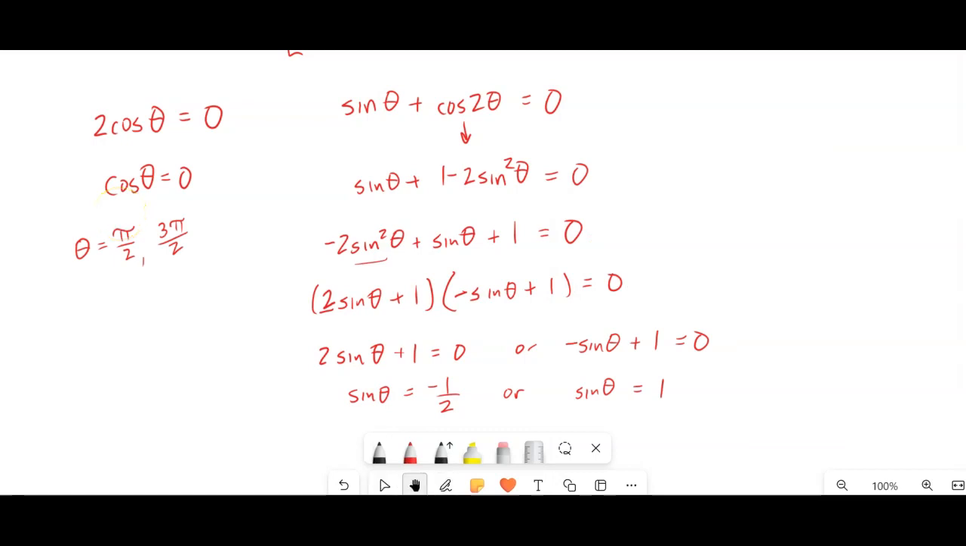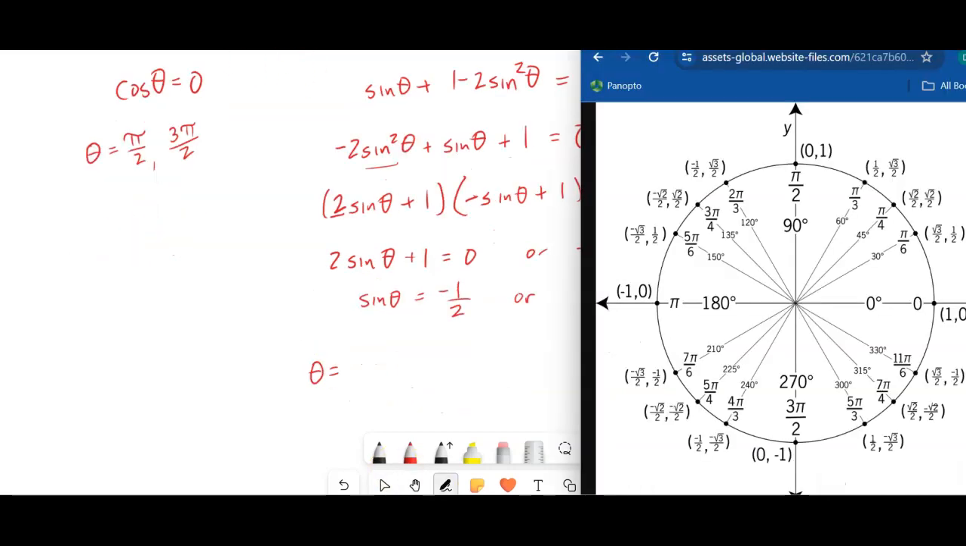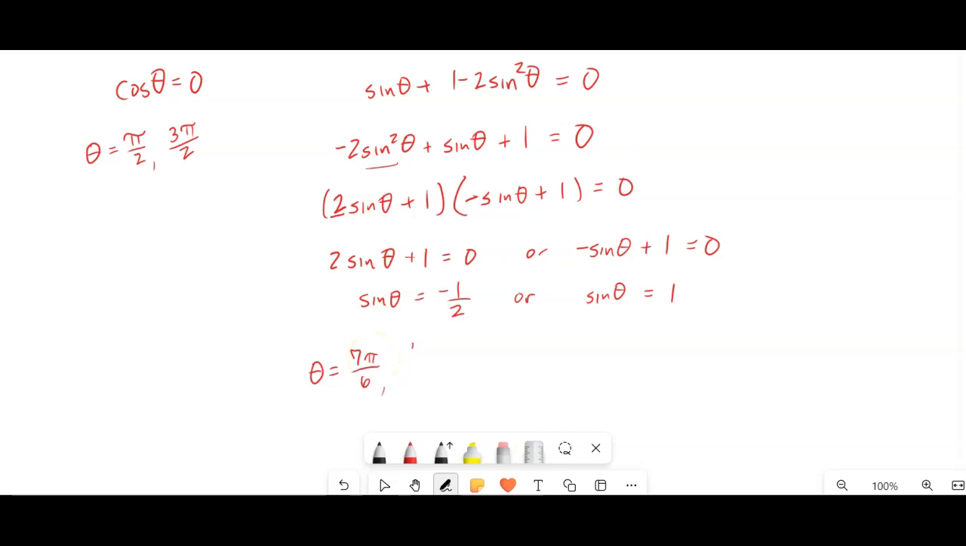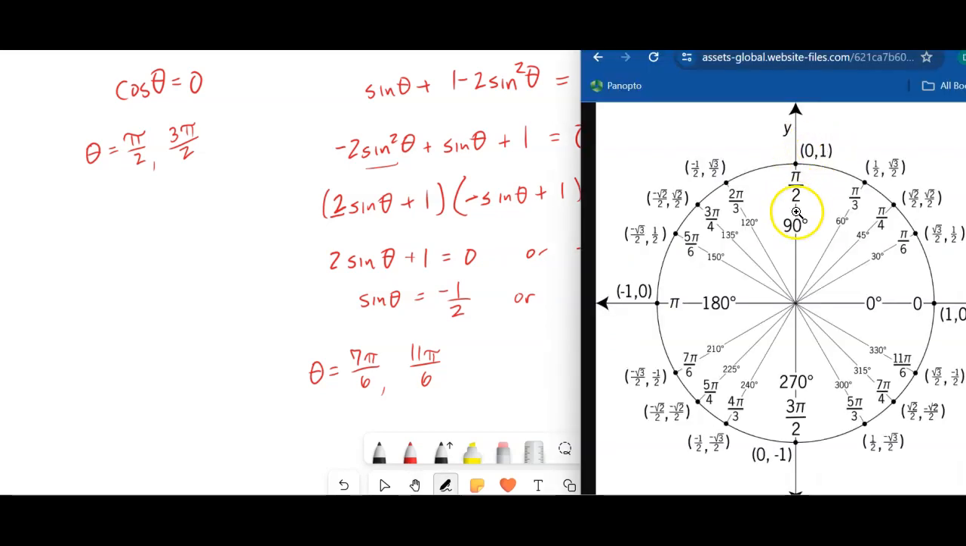Alright, now the sine equaling negative 1/2. Remember, sine is the y-coordinate on the unit circle, so we want the y-coordinate to be negative 1/2. That happens here at 7 pi over 6. That also happens way over here at 11 pi over 6. So 7 pi over 6, 11 pi over 6. Alright, and then here, where's the y-coordinate equal to positive 1? We see that also happens at pi over 2, but we've already done pi over 2.